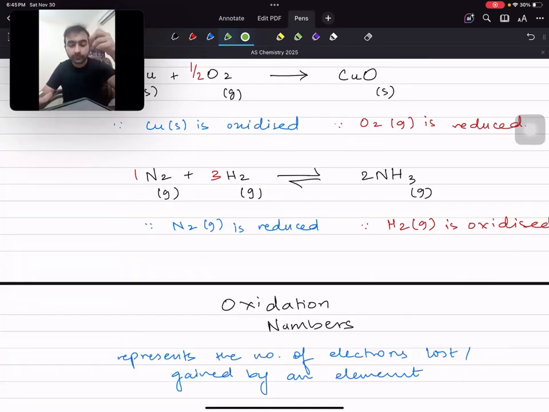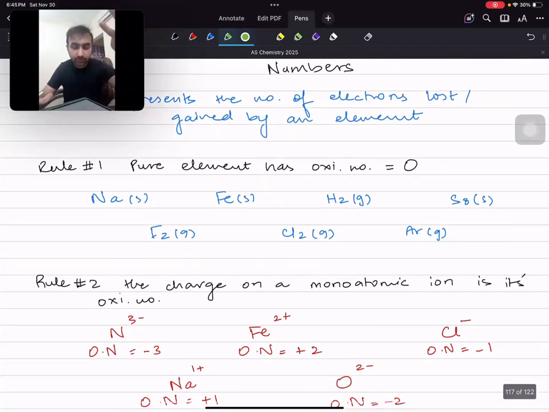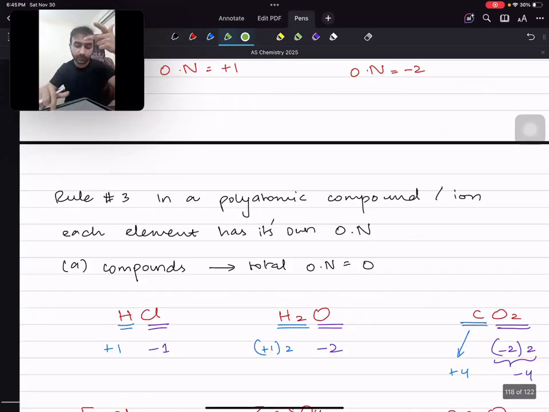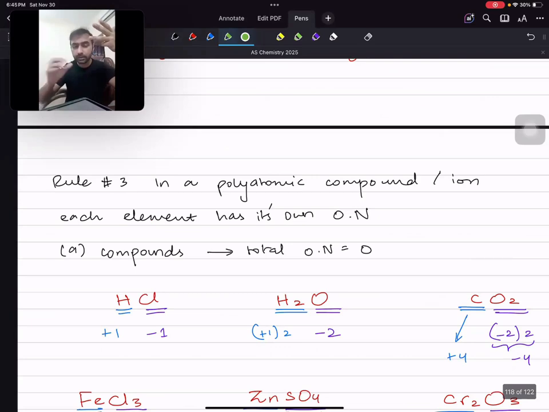Rule number one was if it's an element, it is zero oxidation state. Rule number two was if it's an ion, the charge of the ion is the oxidation state. Rule number three was that if it's a compound, the compound has all the elements with their own oxidation states, but they total up to zero.